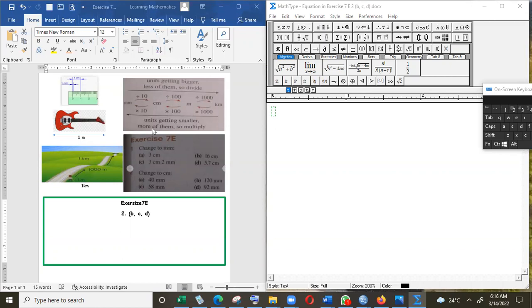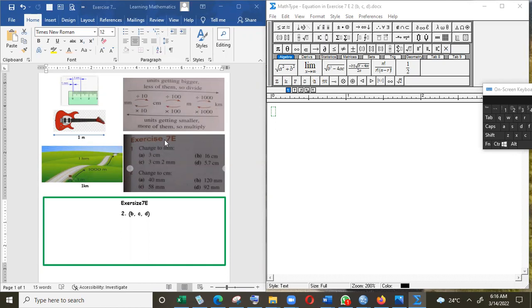Now, when units get smaller, there are more of them, so you multiply. From bigger kilometer to smaller meter, you multiply by 1,000. From bigger meter to centimeter, you multiply by 100. From centimeter to smaller millimeter, you multiply by 10.